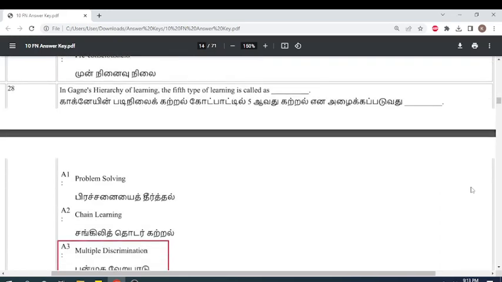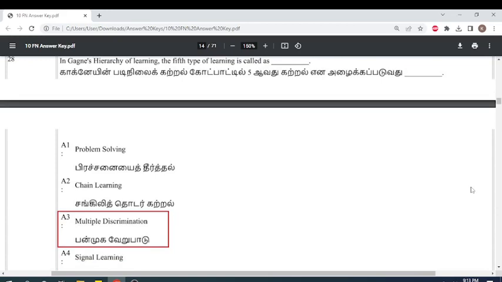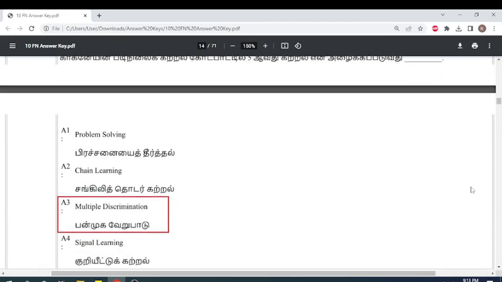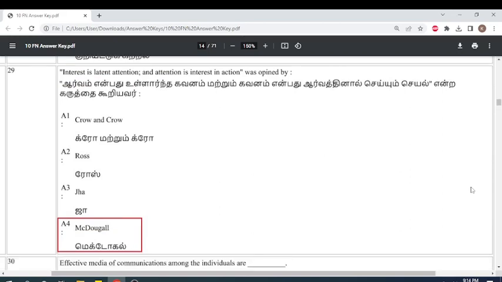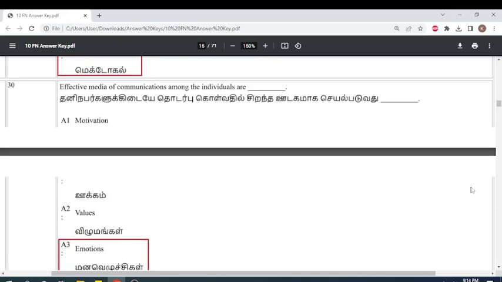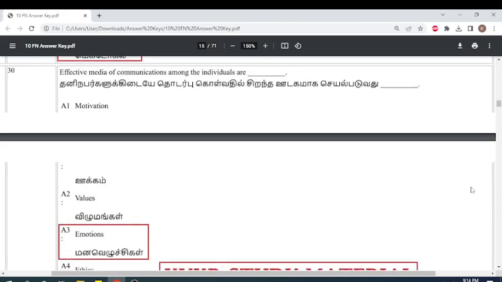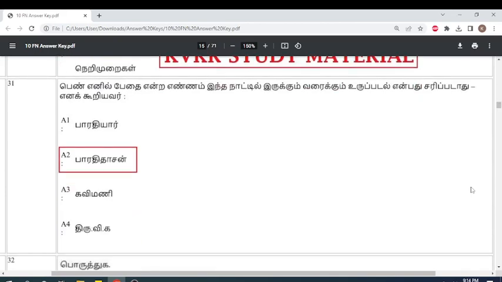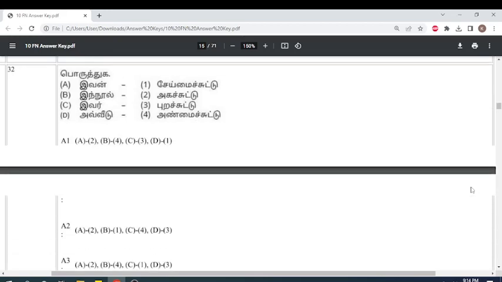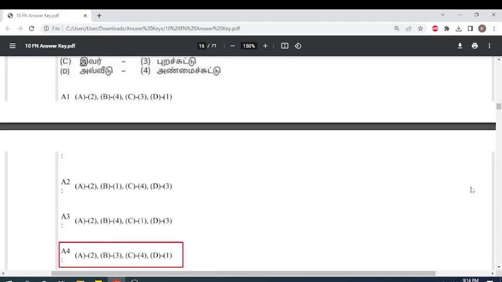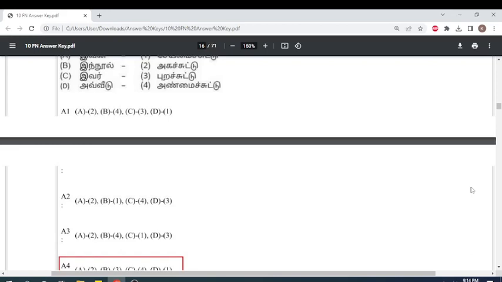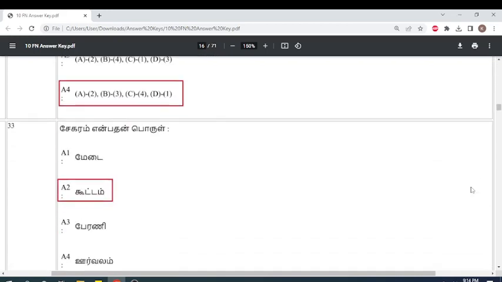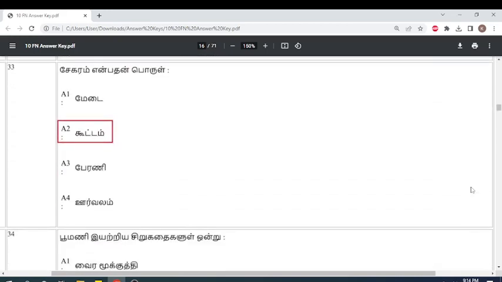28th question answer A3. 29th question answer A4. 30th question answer A3. 31st question answer A2. 32nd question answer A4. 33rd question answer A2.